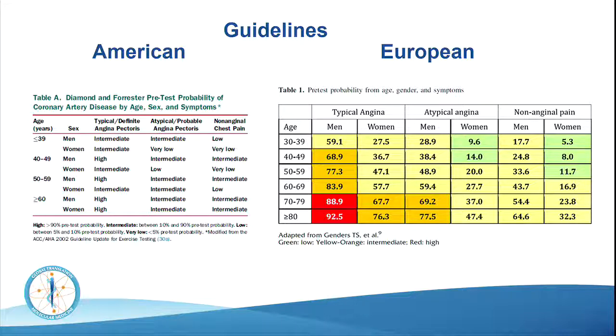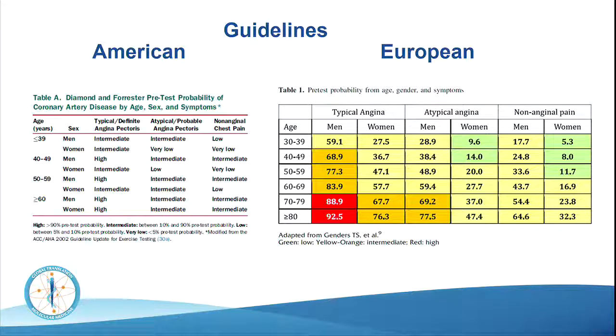Well, you'll all be familiar with the Diamond and Forrester evaluation, which is basically based on symptoms. Typical symptoms being retrosternal chest pain or discomfort that is precipitated by exertion or emotion and that is relieved with rest or nitrates. And if you have all of those features, you have typical angina, and if you have none of them, you have non-anginal chest pain.